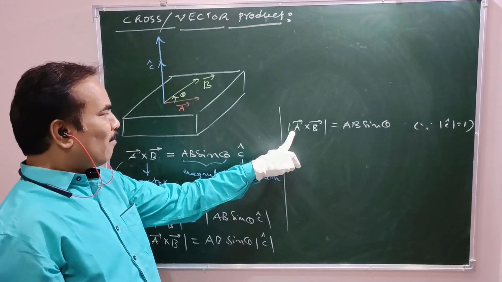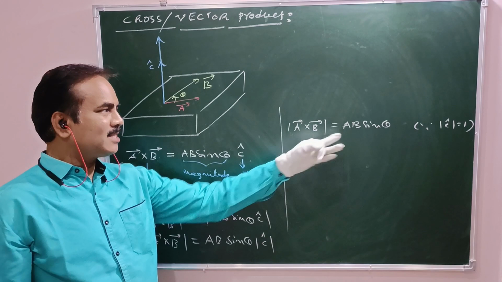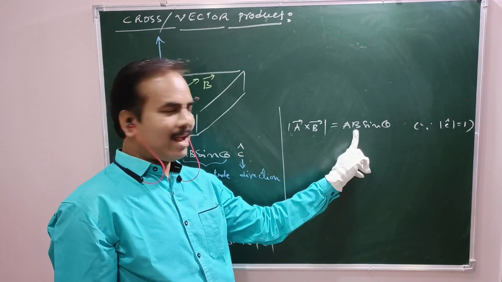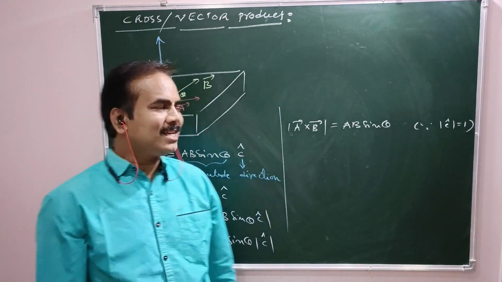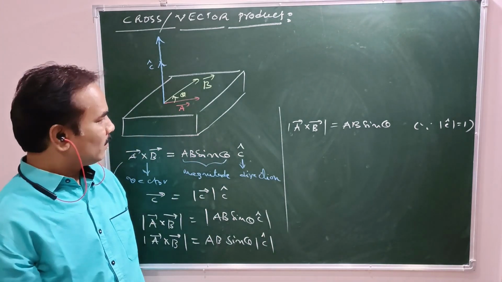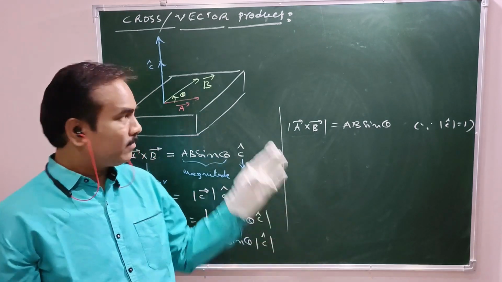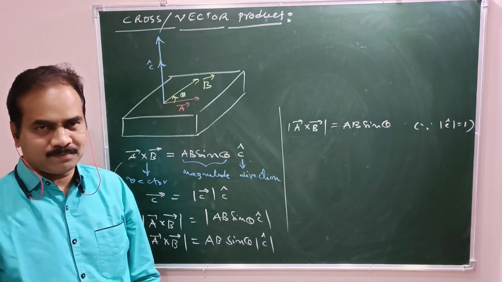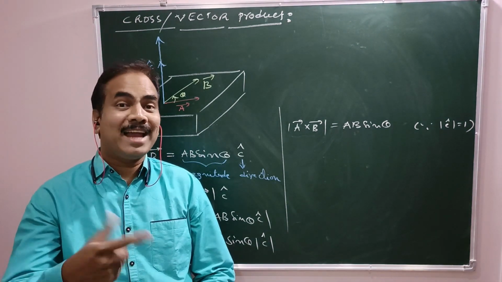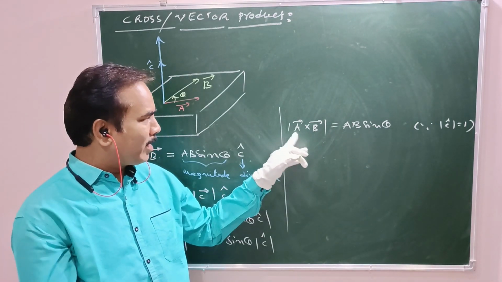So the modulus of the cross product of A bar and B bar is equal to the product of the magnitudes of the two vectors and the sine of the angle between them. That is the magnitude of the cross product of given two vectors. The cross product of two vectors is again a vector, so it should have direction also apart from magnitude. So far we have completed how to get the magnitude.